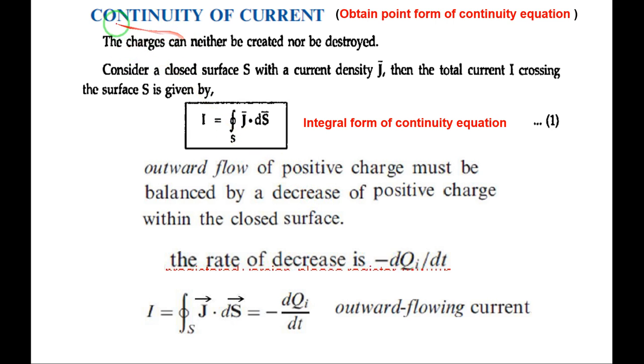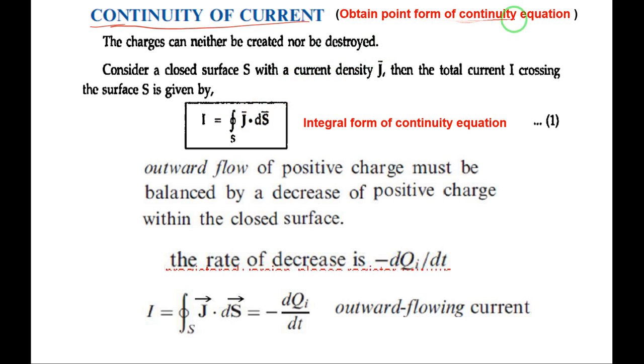Yes, the continuity equation of current, simply we call it continuity of current. How can the question be framed? Obtain the point form of continuity equation of current starting from the integral form of continuity equation of current. The integral form is this one: I is equal to the closed surface integral of J dot dS. This we have seen, right? So from this we have to obtain the point form or differential form.